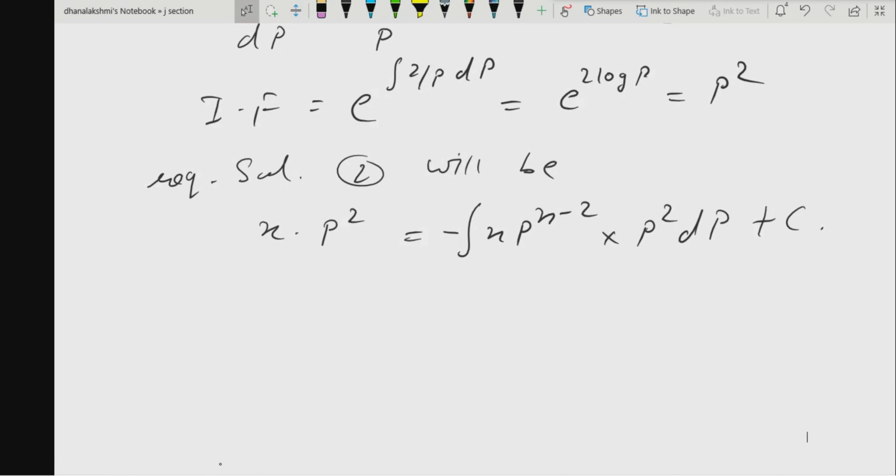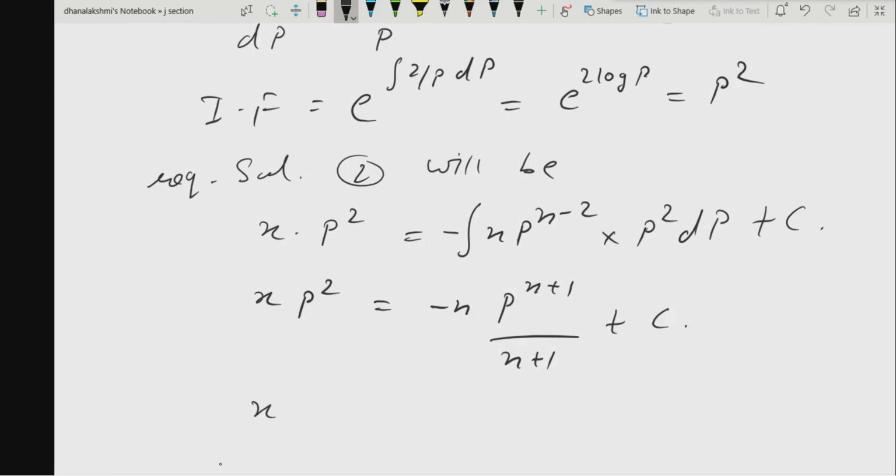Okay. So this you solve, you will get x into p square. Then on integrating, what you will get? C as it is, minus n as it is. You will get p to the power n. Is it or not? P to the power minus 2 and p square are in multiplication, so you will get only p to the power n. So when you integrate p to the power n, you will get p to the power n plus 1 by n plus 1 plus some constant.